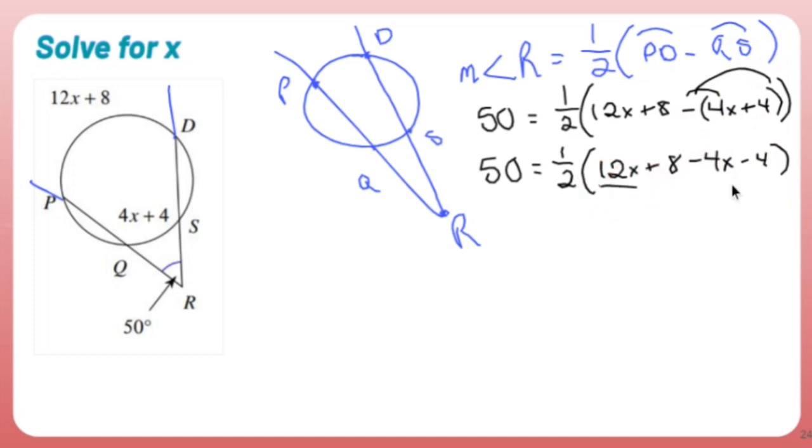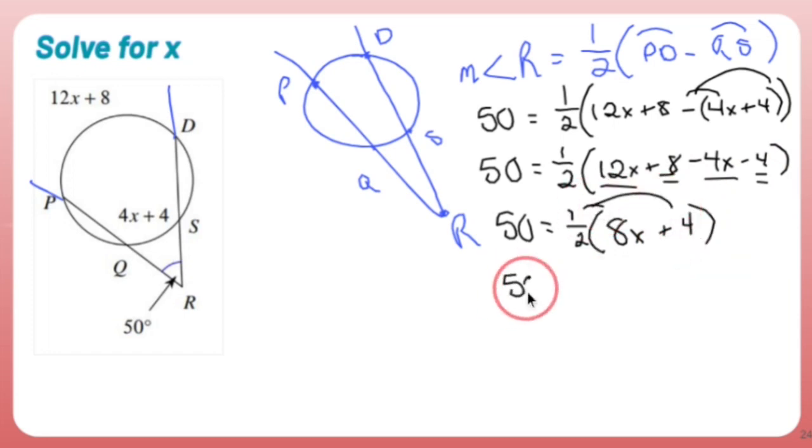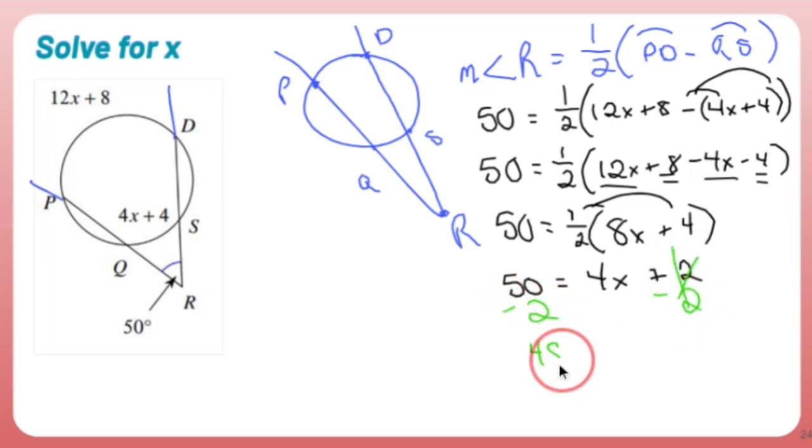Okay. Inside the parentheses, I can combine like terms. So 50 doesn't change. 1/2 also doesn't change. 12x minus 4x is 8x. 8 minus 4 is 4. And now I distribute the half. 50 equals half of 8x is 4x, and half of 4 is 2. Now it's a two-stepper. Minus 2, minus 2. Cross you out. 48 equals 4x.